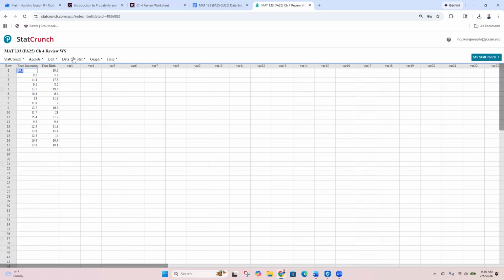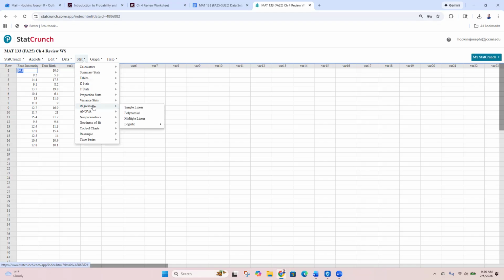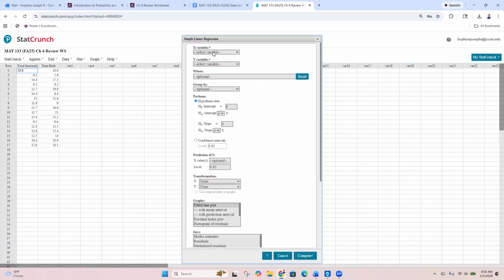Just go here and you have the data in front of you, and sign in, and then we'll go to Stat, Regression, Simple Linear. The X variable is called the explanatory variable, and our response variable is our Y variable. And then we hit compute.